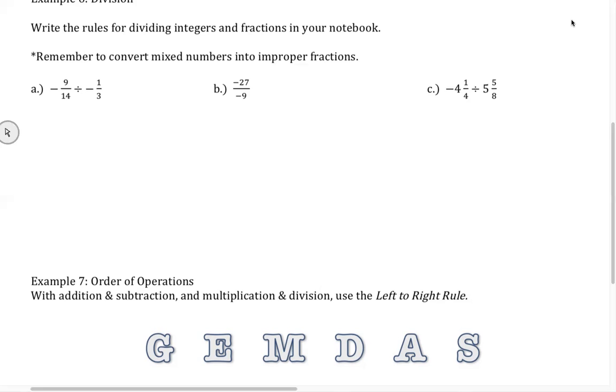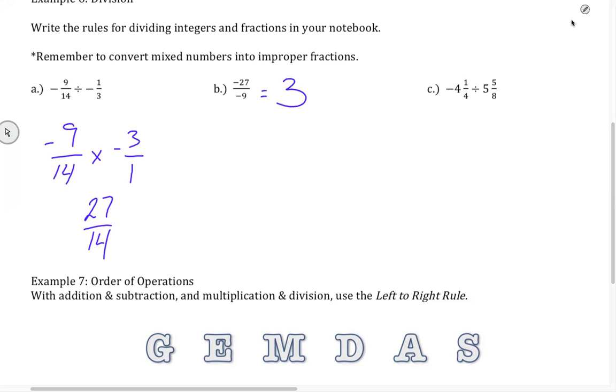So first off, let's start with the easy one. Negative 27 divided by negative 9. Karan, what is that? Would be positive 3. Positive 3. Perfect. Now with a problem like A, I have to flip my second fraction. So I have to multiply by the reciprocal. So this would become 27 over 14. And I can't reduce that.